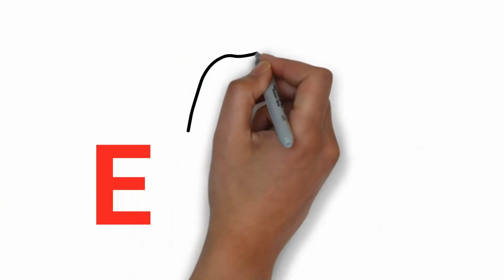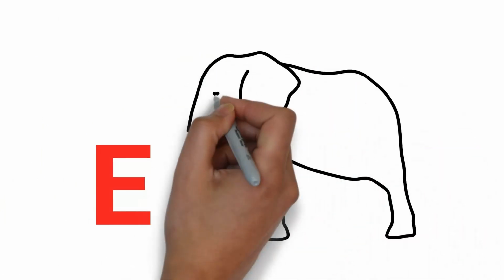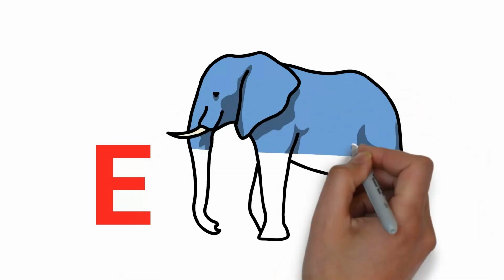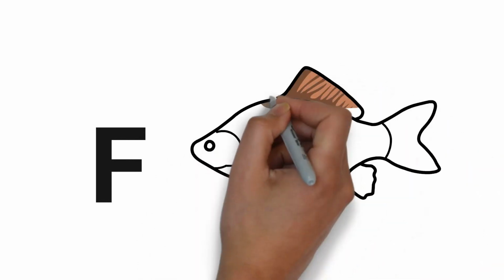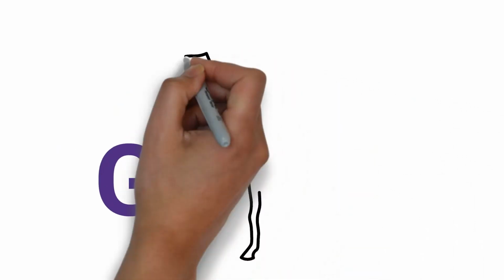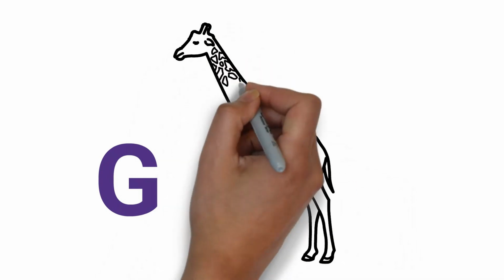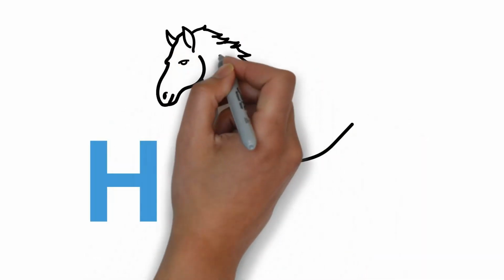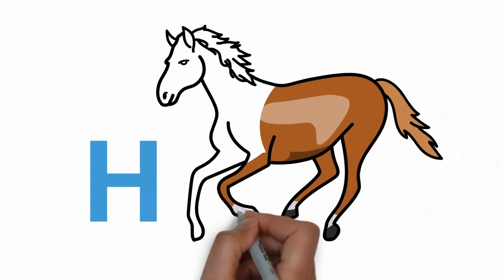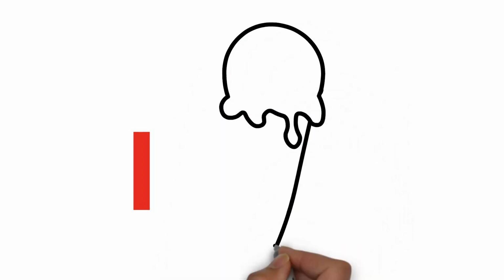E. E for elephant. F. F for fish. G. G for giraffe. H. H for horse.